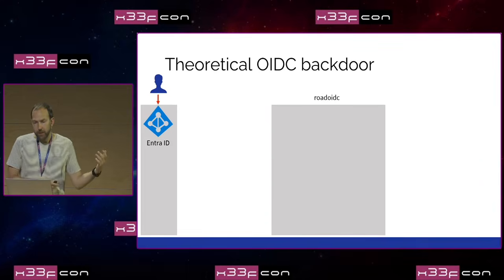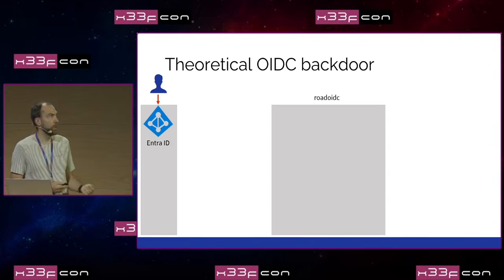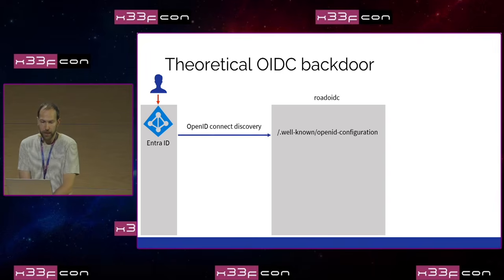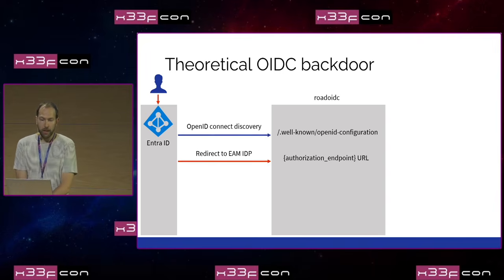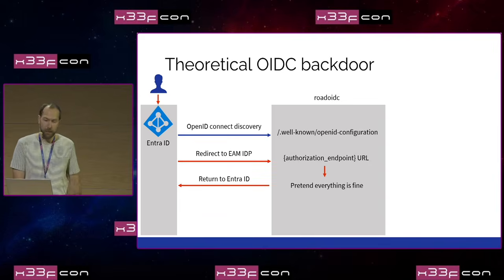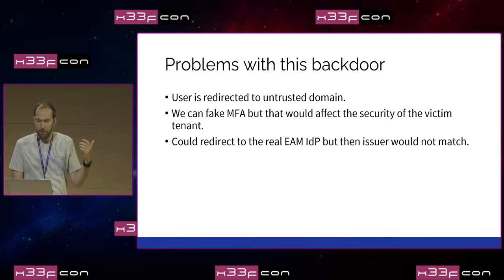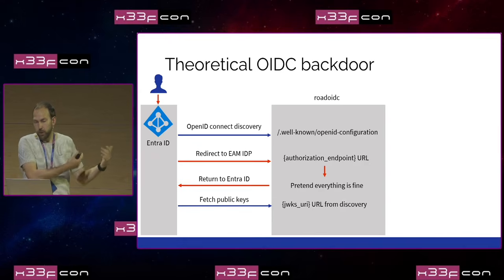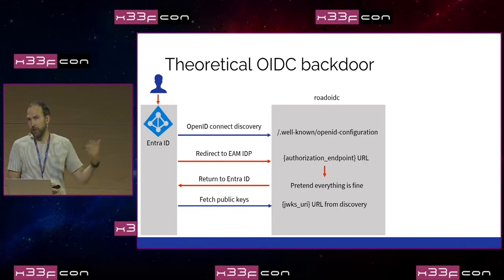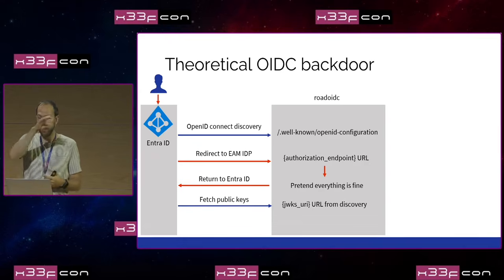So theoretically, we can do the same as before. We can just replace Duo as an MFA provider with roadoidc, and then we create our own discovery protocol, and we redirect them to roadoidc. Roadoidc is not going to do anything. It's just going to say, like, OK, MFA is now done. We go back to Entra, and then we bypass the MFA. And that works because we are now the external identity provider. We replace Duo with our own, and then we can bypass the MFA. We don't need to do Duo anymore.